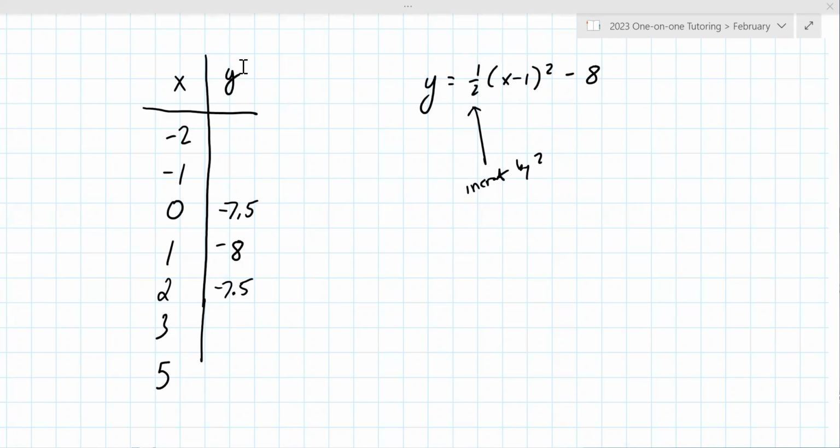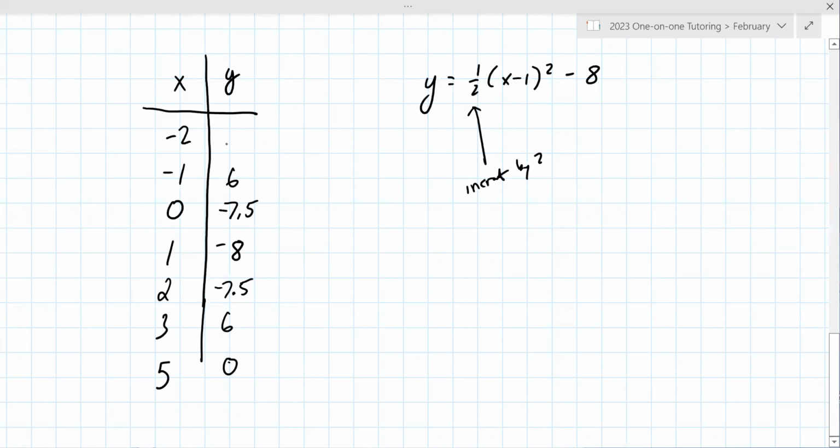So then for 3, it's 2 squared is 4. Half of 4 is 2. 2 minus 8 is -6. And that's for 3 and -1. Okay. And for 5? 5 minus 1, 4 squared, 16. Half of 16 is 8. 0.